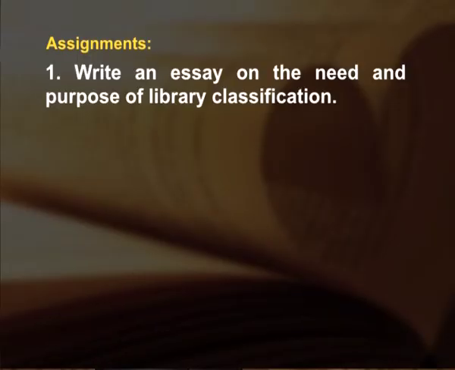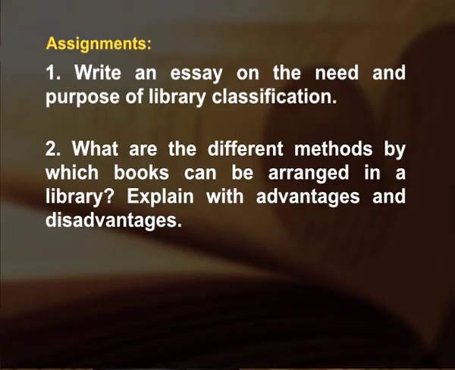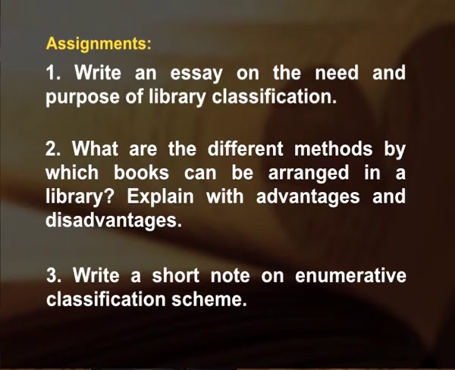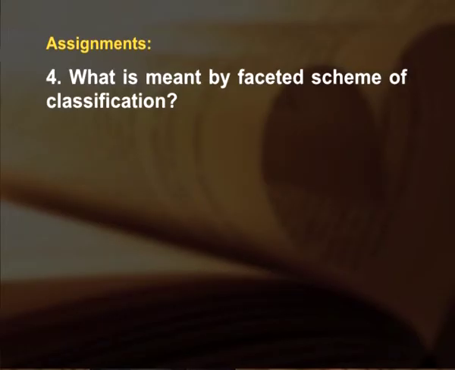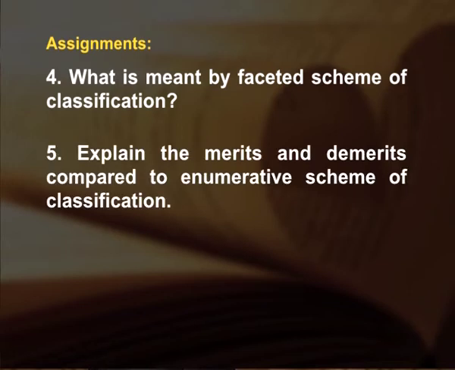Now, I have few assignments for you to work out. First one, write an essay on the need and purpose of library classification. Second, what are the different methods by which books can be arranged in a library? Explain with advantages and disadvantages. Third, write a short note on enumerative classification scheme. Fourth, what is meant by faceted scheme of classification? Fifth, explain the merits and demerits compared to enumerative scheme of classification.